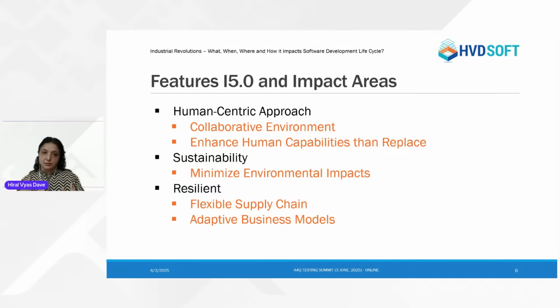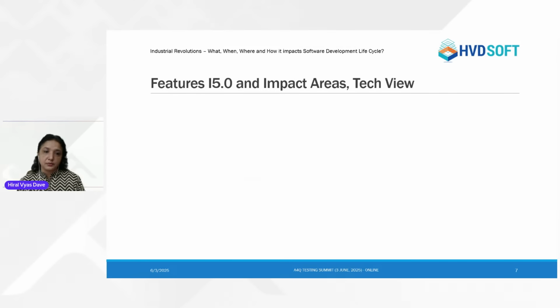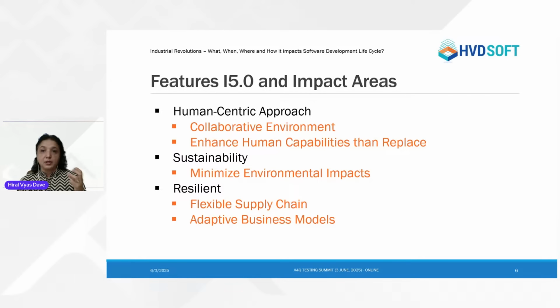Now, when we say human-centric approach, what does it mean? It means we are going to set up a more collaborative environment in the industries, be it a manufacturing industry like chemical or automotive, or the power sector, energy sector, petroleum. All these industries are going to have a setup of a collaborative environment where humans and machines are going to interact with each other. We are going to enhance human capabilities rather than replacing them. So their cognitive power will be utilized along with the machineries doing the repetitive work, which is automated.